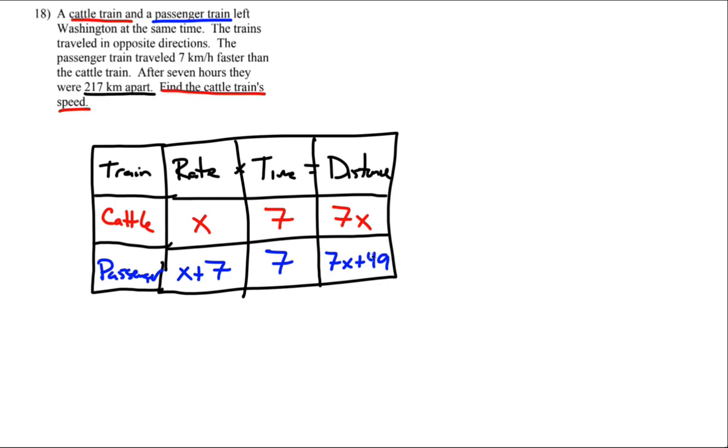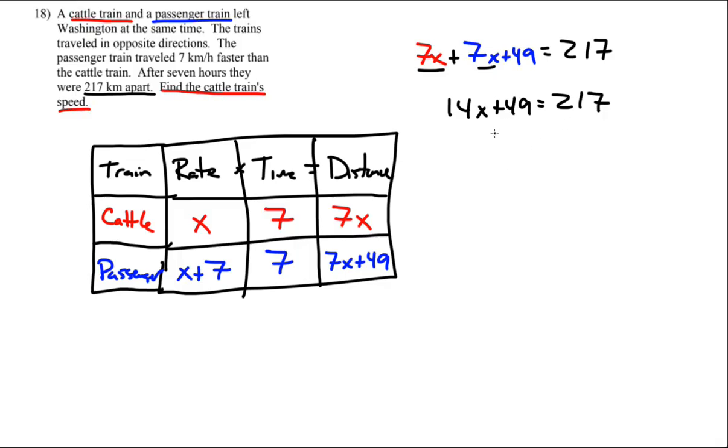So we know that the distance of the cattle train, 7x, if we add that to the distance of the passenger train, which is 7x plus 49, when we put those together, they are 217 apart. So 217. So now we can combine our like terms. We have a 7x and another 7x. That's 14x plus 49 equals 217.